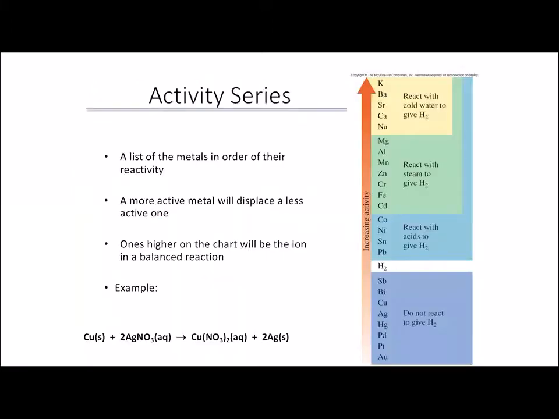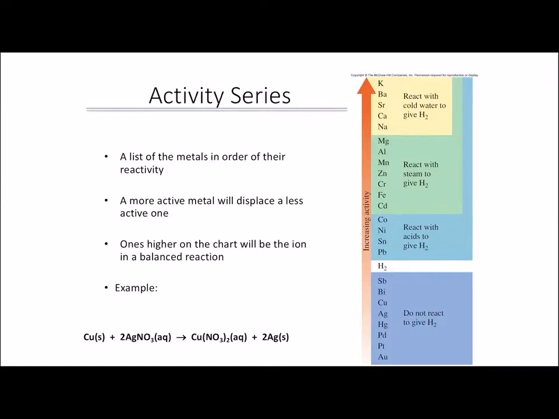Now, how do we know which one actually gains or loses electrons? For that, we look at the activity series. In the activity series, we have listed metals in order of how reactive they are, starting with potassium at the top as our most reactive, down to sodium, magnesium, going down to cadmium, cobalt to lead, hydrogen's in there. And then finally, we have our least reactive metals. The activity series is ranked from the most reactive at the top to the least reactive at the bottom.